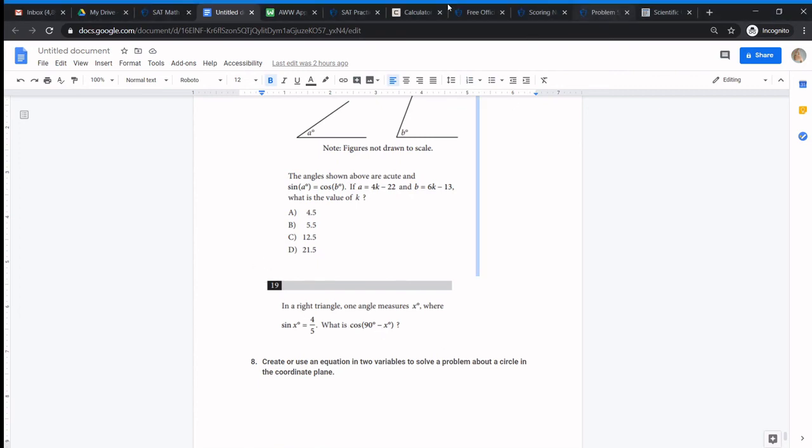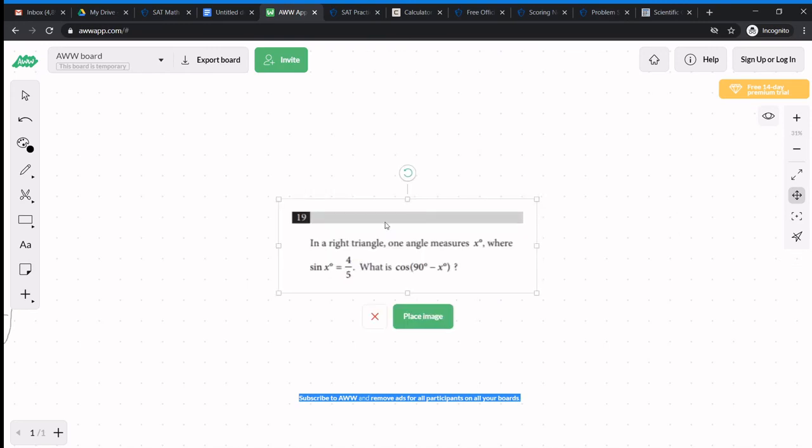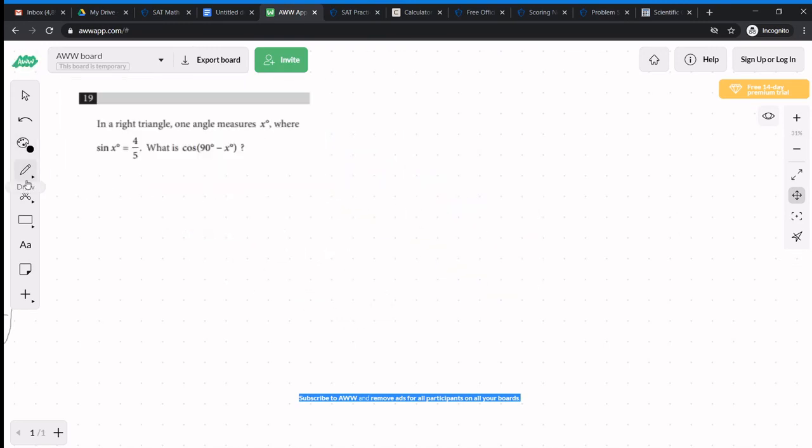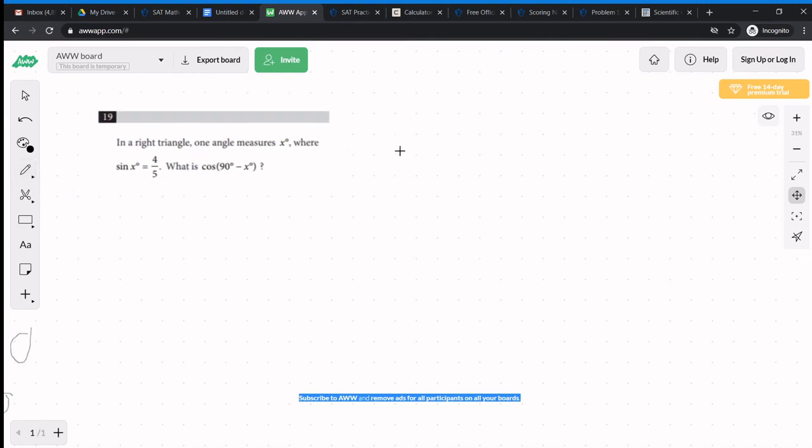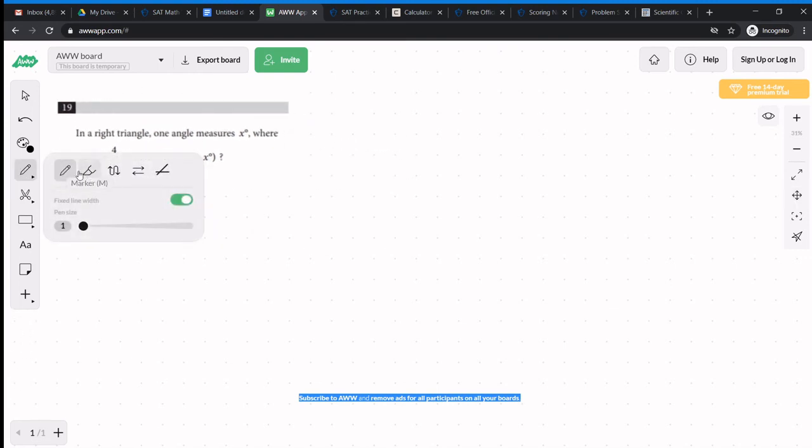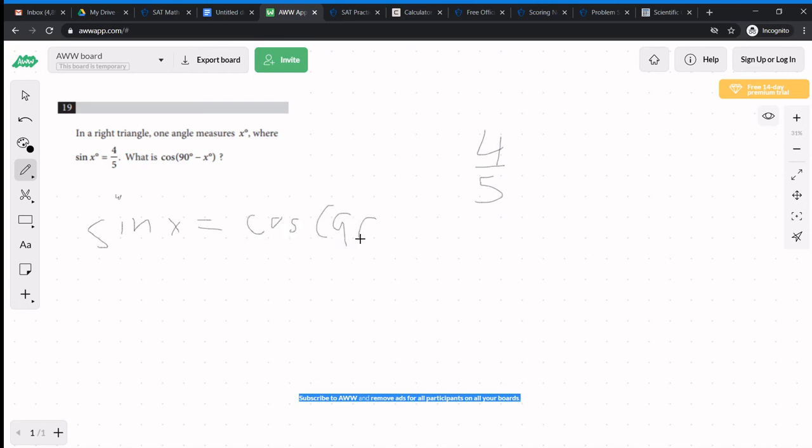Here we go. And this one is a much easier problem than the last one, about the same concept. In a right triangle, one angle measures x degrees, where sine of x equals 4 over 5. What is cosine of 90 minus x? And again, sine of x equals cosine of 90 minus x. Keep this in mind, and this problem becomes so unbelievably easy. Once you know this, it's just 4 over 5 equals cosine of 90 minus x. And your answer is 4 over 5. Easy as that.